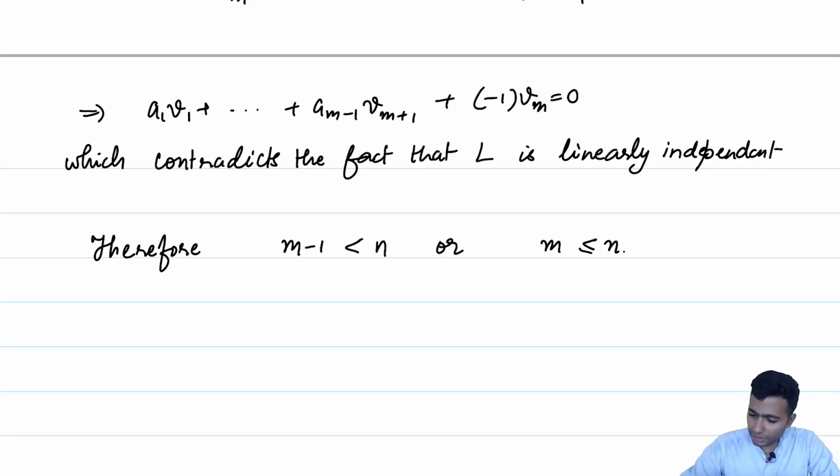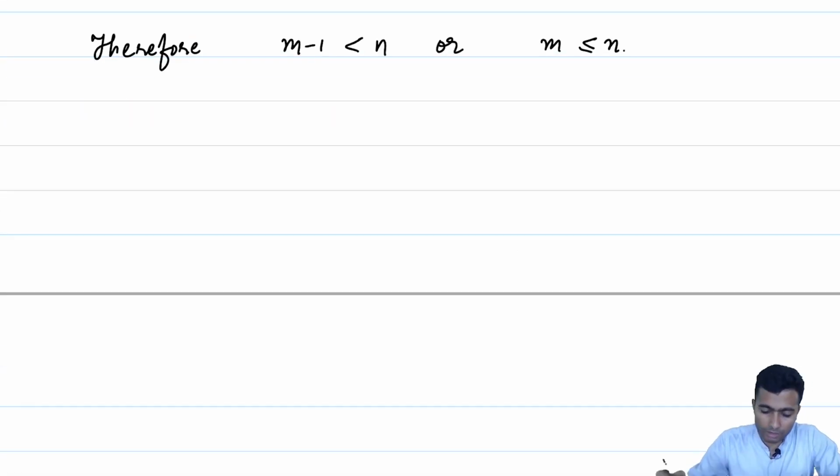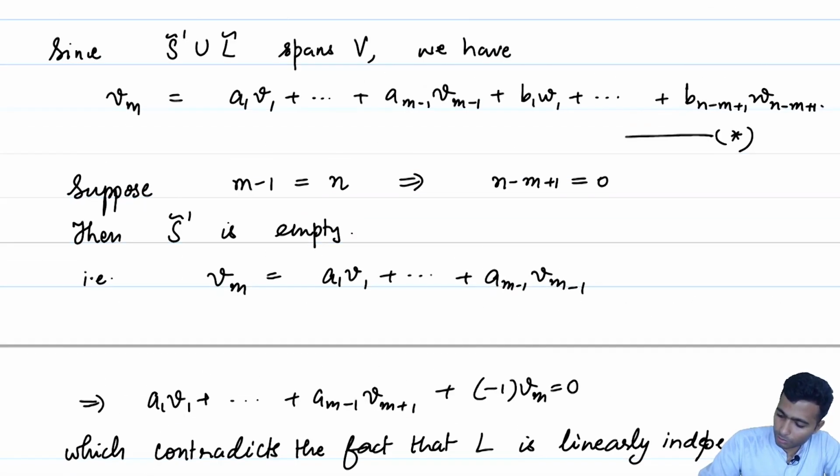Now let's revisit the equation here. Let's call this equation star. If you notice, not all of b1, b2 up to bn minus m plus 1 in star can be 0. Let me just note that. Notice that in star, let me show you star once more.